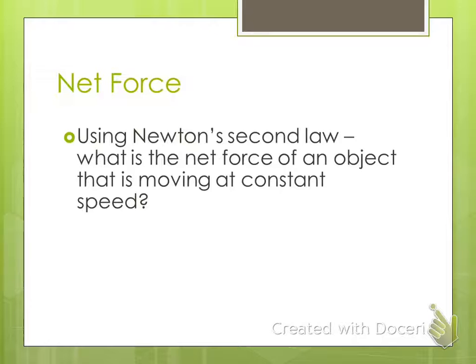Knowing what we know so far about Newton's second law and about drawing free body diagrams, what's the net force of an object that's moving at constant speed? 0, right? It's 0. So let's look at why that is the case. We talked about how if it's at 0, our forces have to equal each other. So let's say my frictional force and my applied force are congruent.